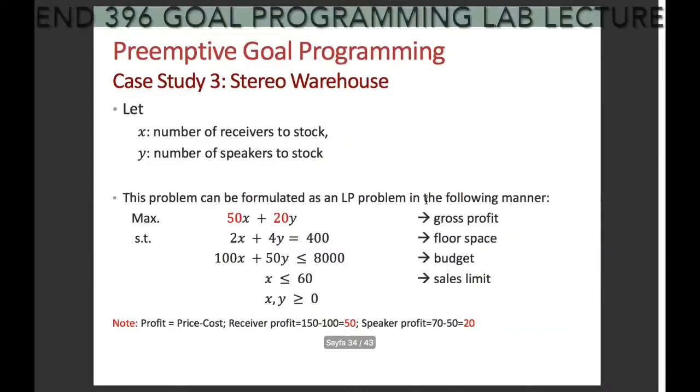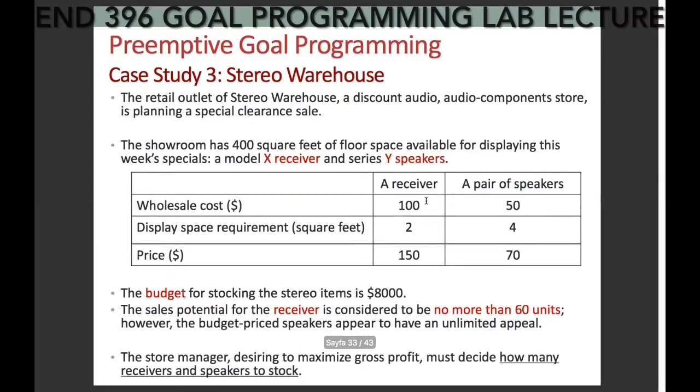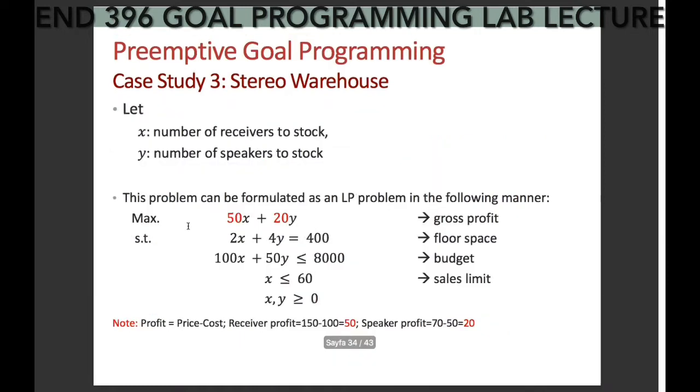Let's recall the stereo warehouse example. In this example, the store wants to determine the number of X receivers and Y speakers to stock. So we identified our decision variables accordingly. X denotes the number of receivers to stock and Y denotes the number of speakers to stock.